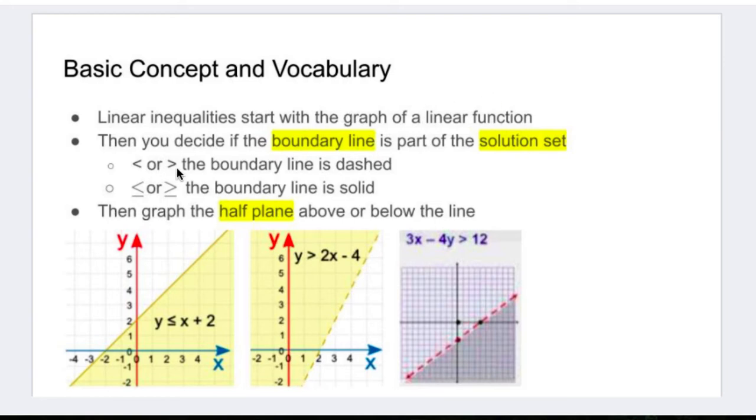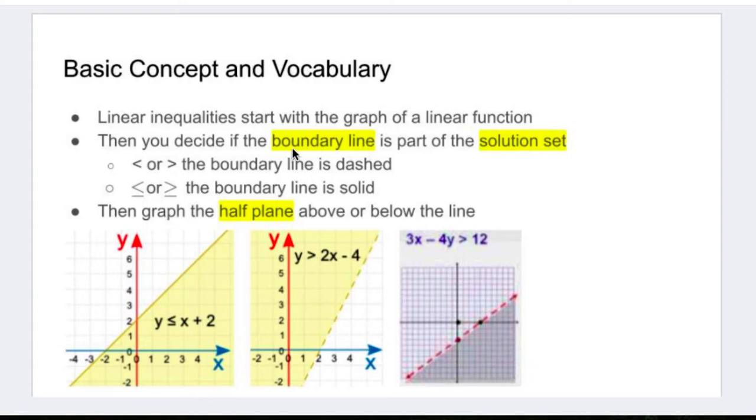Instead of the inequality sign, you can just pretend that it's y equals mx plus b, or standard form, a times x plus b times y equals c. Again, remember that we need 2 points to graph that. Once we graph our 2 points, we have to stop and make a couple decisions. You need to decide if the boundary line is part of the solution set.